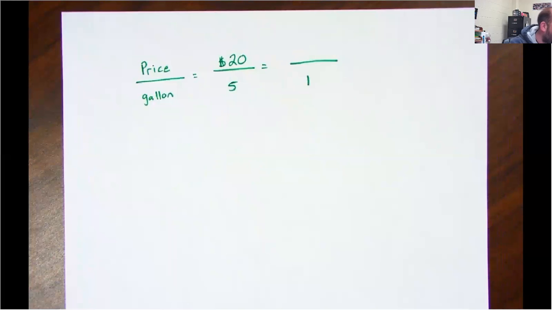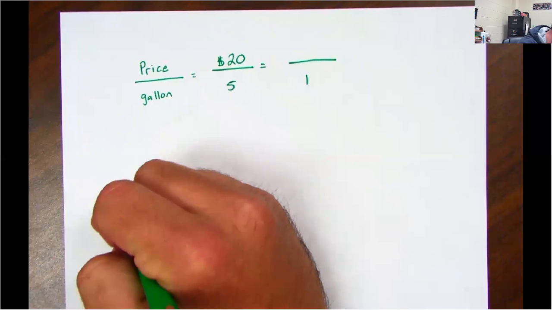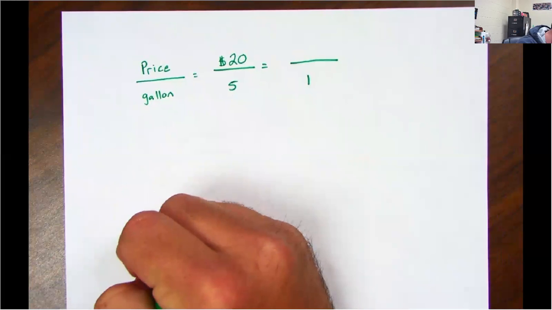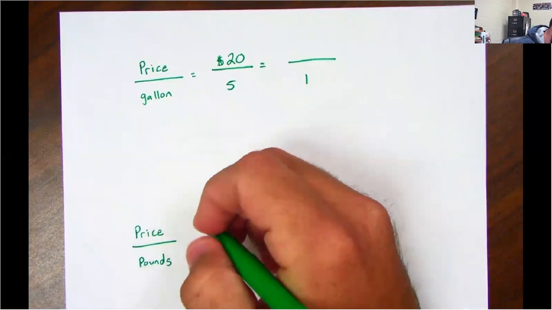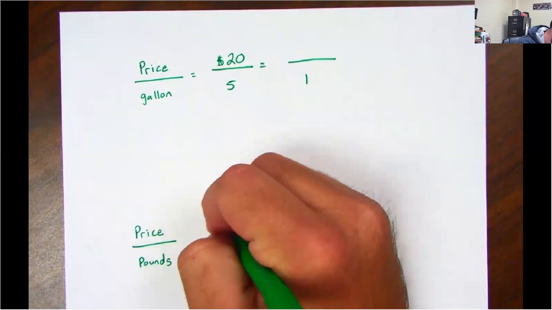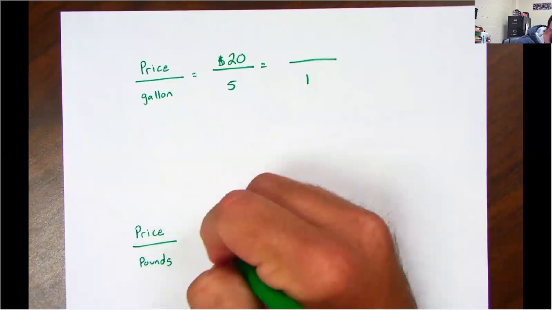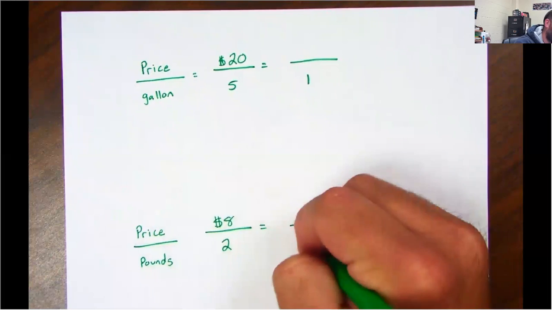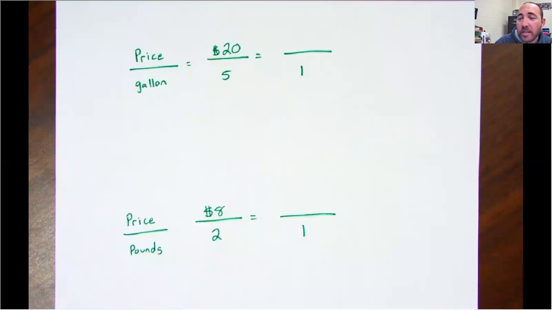The second one is price per pound. You spent $8 on 2 pounds of turkey. What's the cost for 1 pound? Again, a unit rate means you are solving for 1. All right, guys, I want y'all to pause the video and solve these 2 problems. I'm going to give you about a minute. So please pause the video. I'm going to go ahead and solve them really fast.